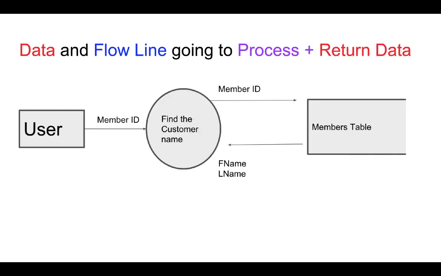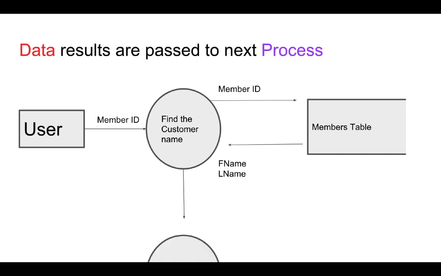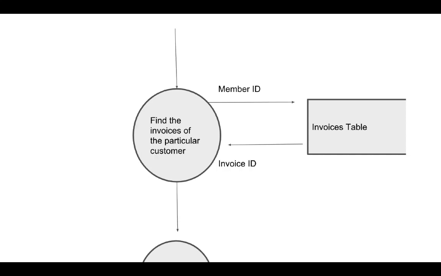To do this, the action bubble needs to pass on the member's ID to the member's table. From the member's table, it can return the first name and last name back to the action bubble. Once this is done, the information can then be passed on to the next processing bubble. In the next processing bubble, we need to find the invoices of a particular customer. Therefore, we'll pass the member's ID into the invoice table, and from the invoice table, we'll return the invoice ID. This then is passed on to the next processing circle.